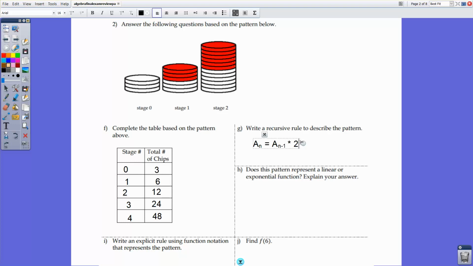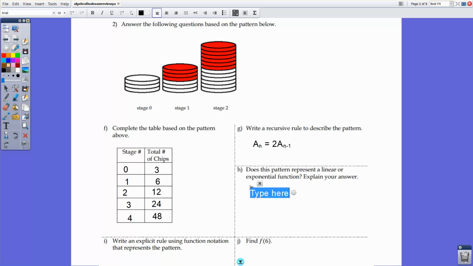In addition to writing it like this, I also could just write 2 times a sub n minus 1. I could also put them just next to each other. I don't even need to do that. I can write either of those. 2a sub n minus 1 is kind of the same thing. So we take the previous term, we double it.